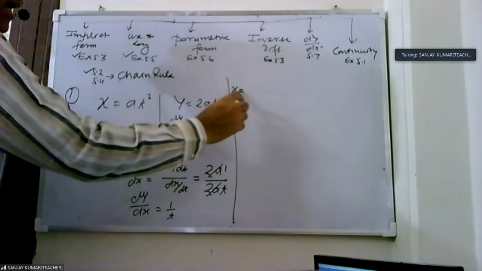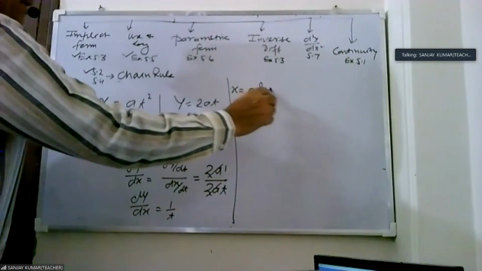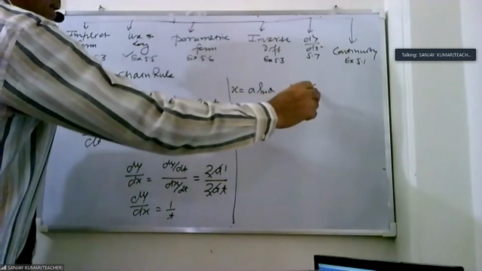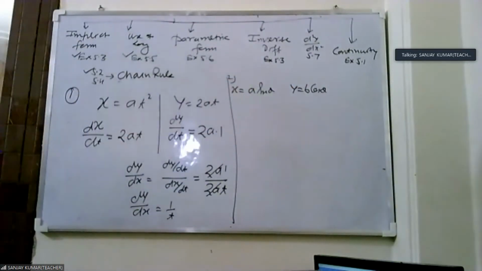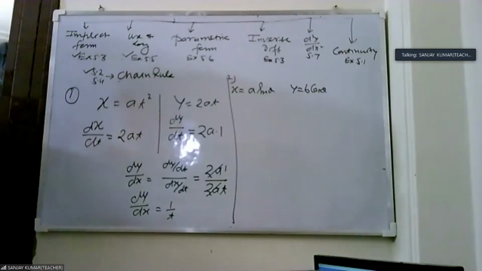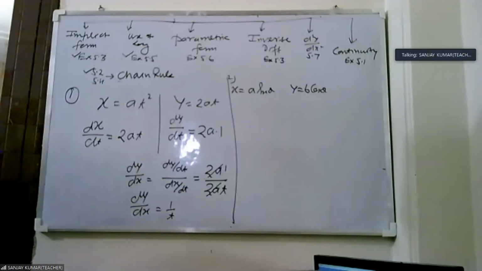Suppose you have x equals a sin theta and y equals b cos theta, and again he says find dy by dx. Here theta is the parameter. They never say which is the parameter. You have to see it yourself: theta is the parameter because theta is related to both x and y.